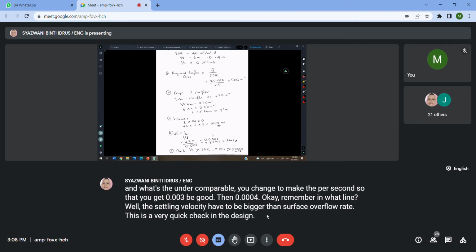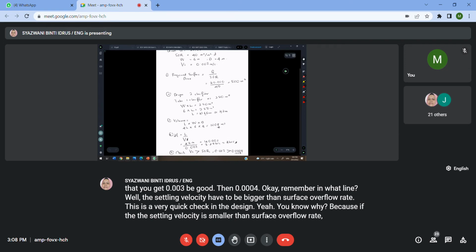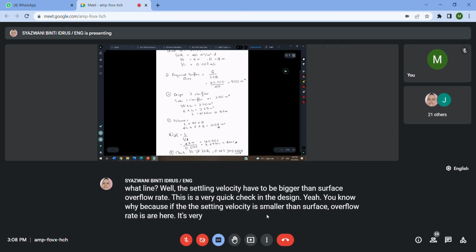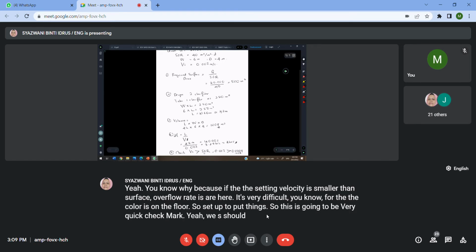You know why? Because if the settling velocity is smaller than the surface overflow rate, it is very difficult for the colloids or the flocs to settle to the bottom part of the tank. So this is a very quick check. VS should always be bigger than the SOR.